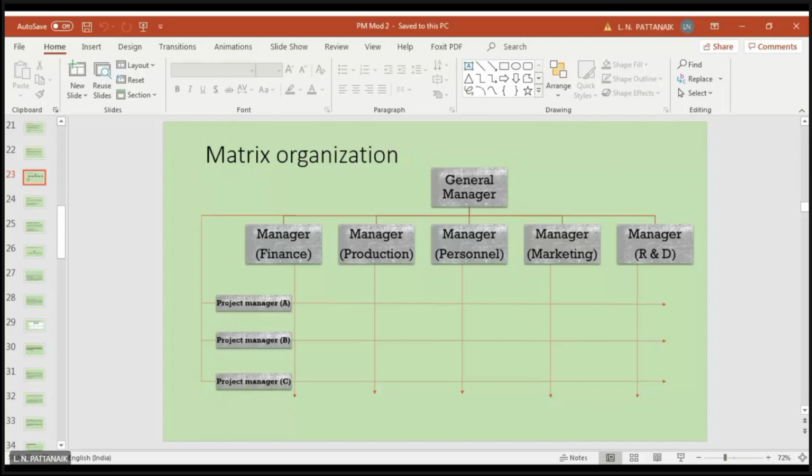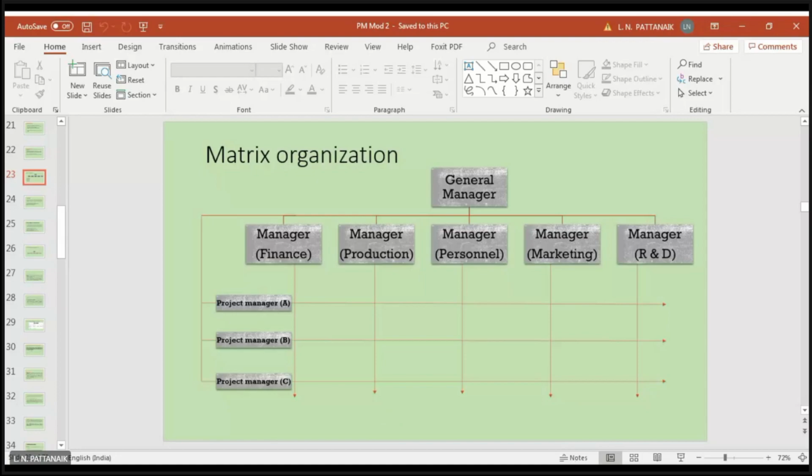Right. So the third category is matrix organization, as you can see in the slides here. So the name is matrix. You can see there are rows and columns. Clearly distinct lines are drawn. So there will be horizontal lines as well as vertical lines looking like a matrix. And you will find that most organizations in the present time look like some sort of matrix organization.